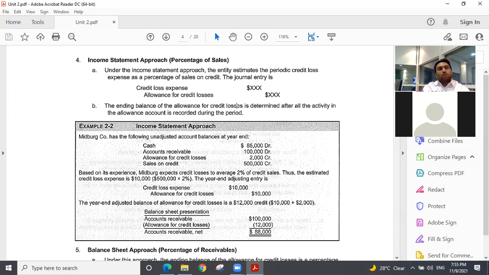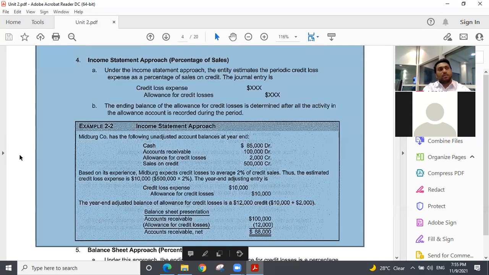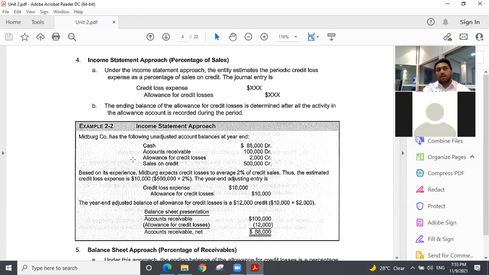Okay. So whatever the sales, credit sales, that percentage will be your balance in your allowance for bad debts. Okay. So here we have an example. Midberg company has the following unadjusted account balances of the year. That is cash 85,000, AR 100,000, allowance for credit losses 2,000, and sales on credit is 500,000. Based on its experience, Midberg expects credit losses to average 2% of credit sales. So how much should be your credit loss expense?